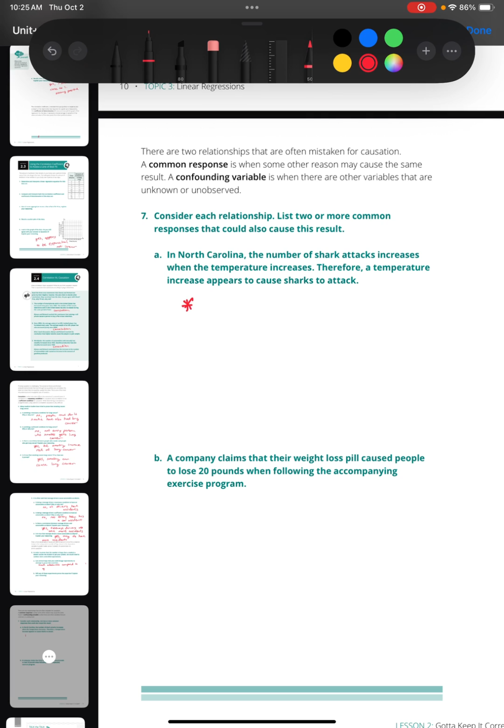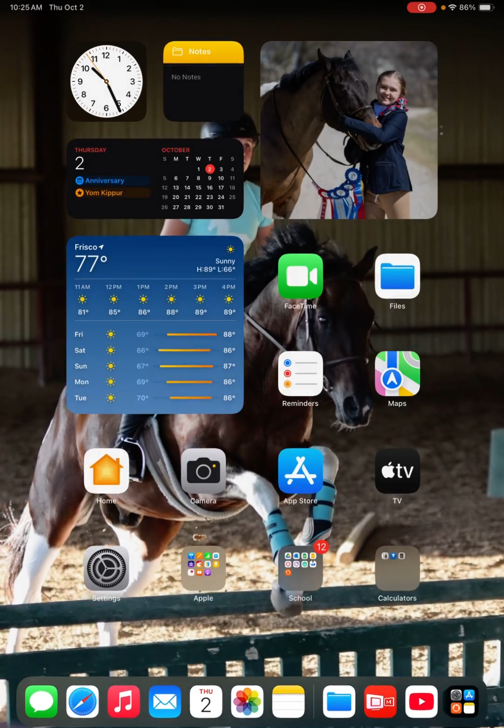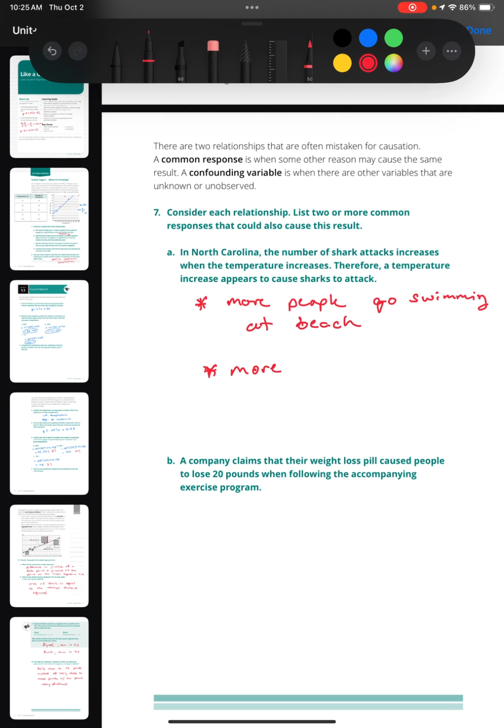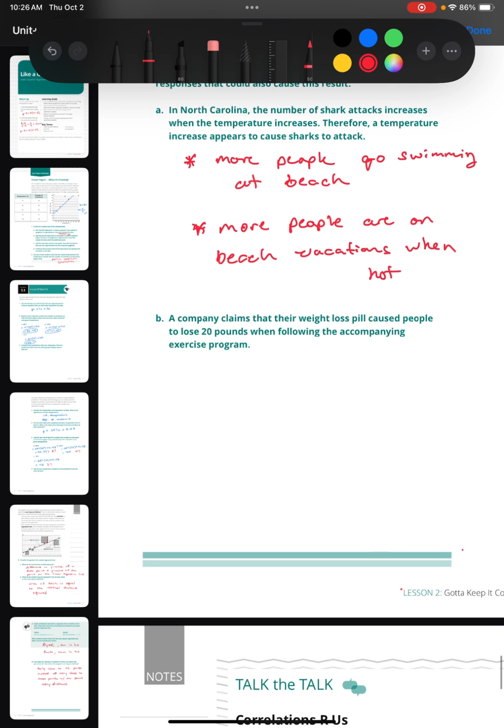Well, first thing I would think of, when the temp increases, more people go swimming at the beach. You could also say more people in general are on beach vacations when it's hot. So the outside factors would be simply that there's more people in the water when the temperature goes up. If the same number of people were in the water when it was cold out, you might have an equal number of shark attacks. So the temperature alone isn't causing the sharks to attack.